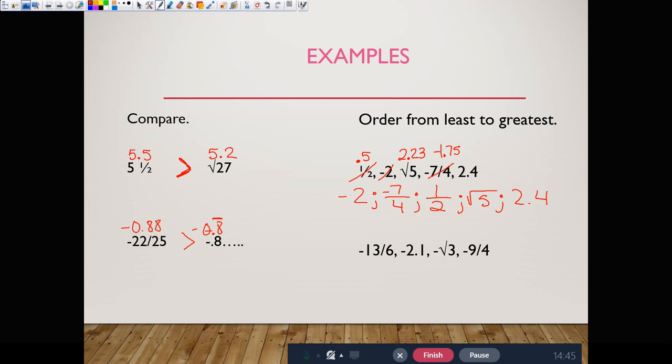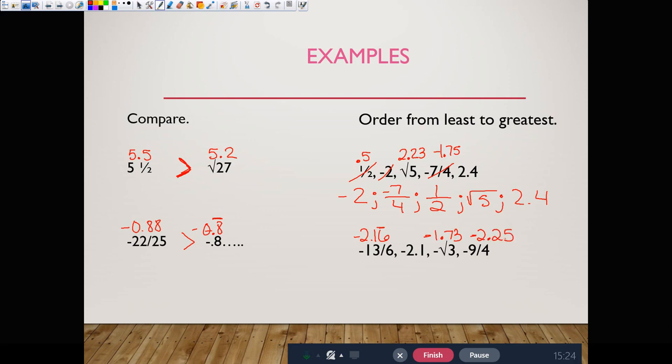Okay. How about negative 13 divided by 6? Negative 2.16, then the 6 is repeating? Yeah. Okay. How about the square root of 3? And then it's negative. Negative 1.73. And what about negative 9 divided by 4? 2.25?